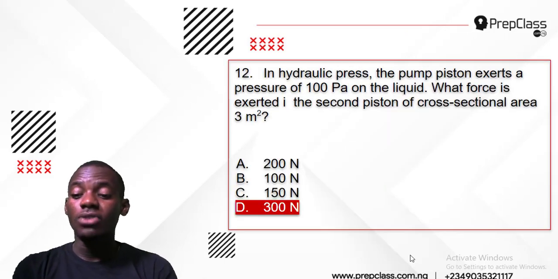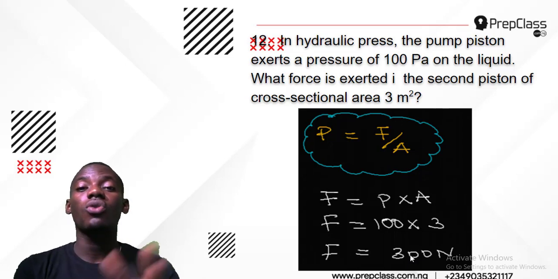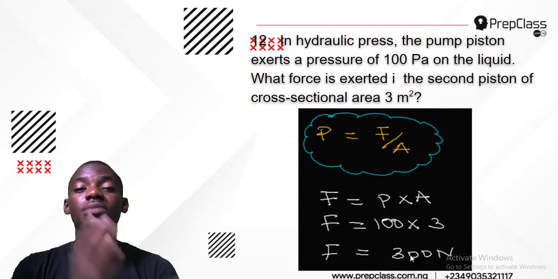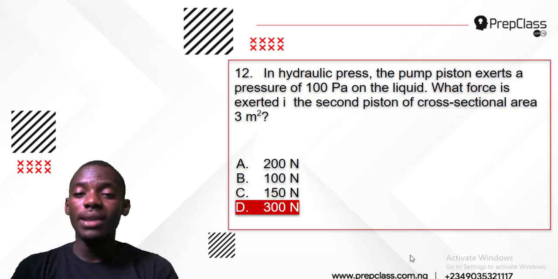D is the answer. Don't forget that pressure is always force over area, and you are trying to find the force. So cross multiply, get your force as pressure times area, put in your values and get your answer. And that was just what I just finished doing. And then let's go to number 13.